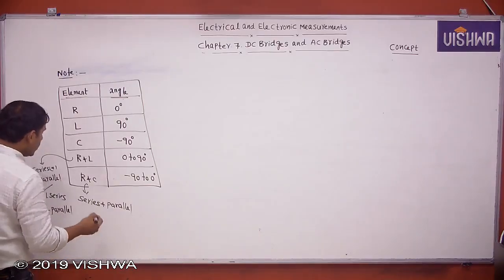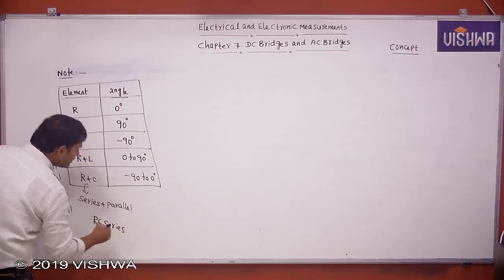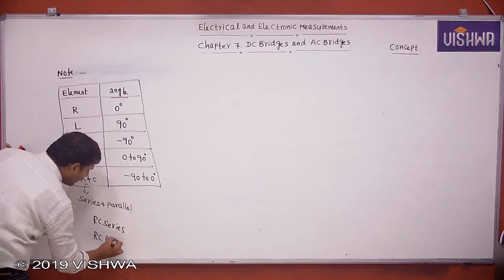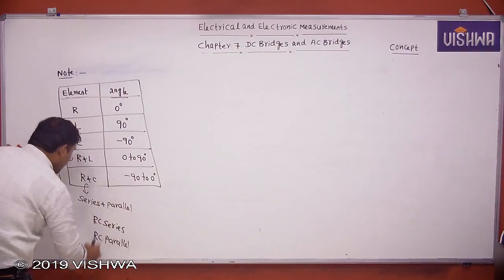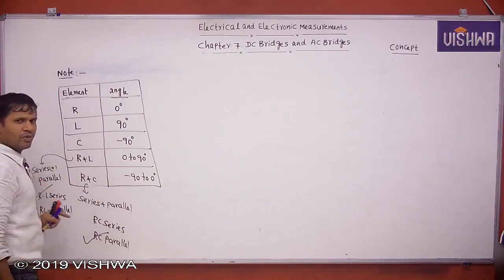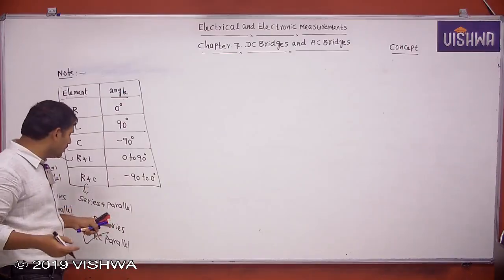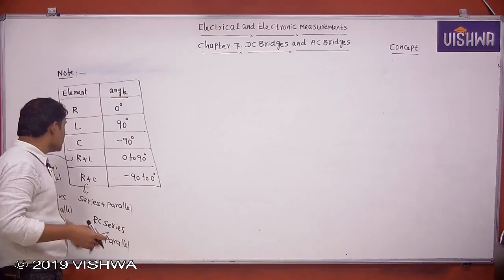Similarly, if the answer is RC elements, but RC series and RC parallel are both given in the options, which one can you select? In the RC combination, RC parallel is preferable. If only one is given, you can select that, no problem. If both are given, then you are confused. Then in the RC combination, parallel is preferable. In the RL combination, series is preferable.